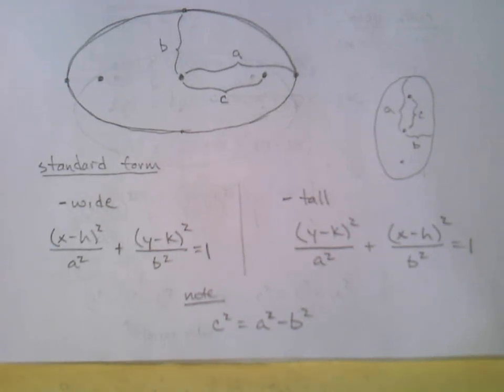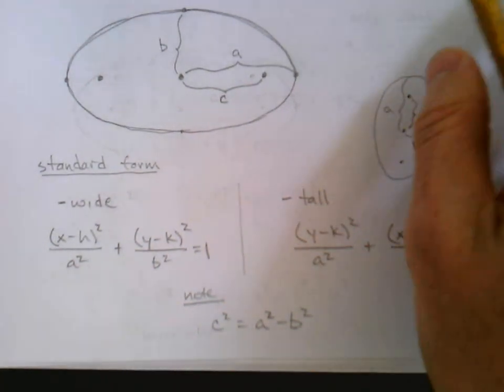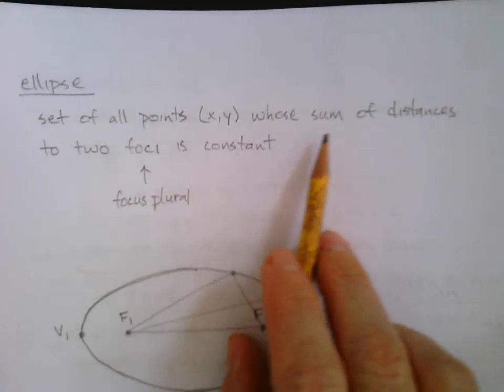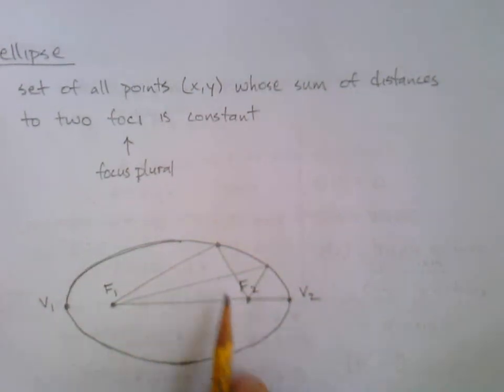But if you're curious to see that, ask me about it in the live session, or maybe just investigate it yourself. Maybe you can prove it. Okay, I'll give you a hint. It comes back to this definition. The sum of the distances is constant. Okay.